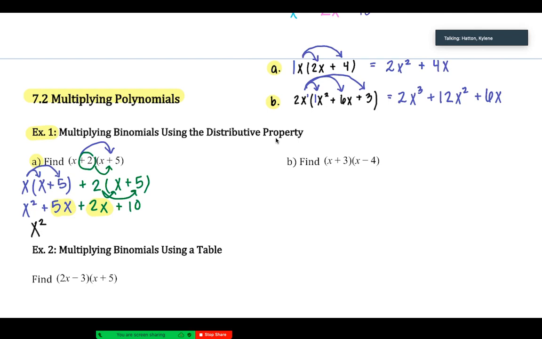5x plus 2x, to combine like terms, you add the coefficients. So together that's 7x. And then we also have to bring down the plus 10 because there's no other constant terms to combine it with. So x squared plus 7x plus 10.